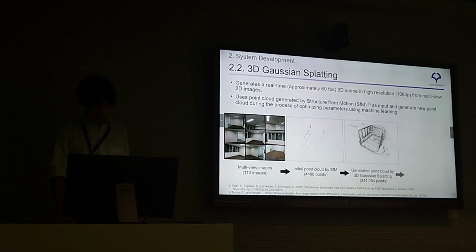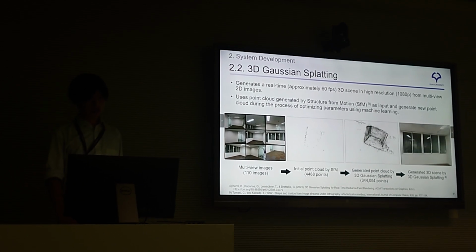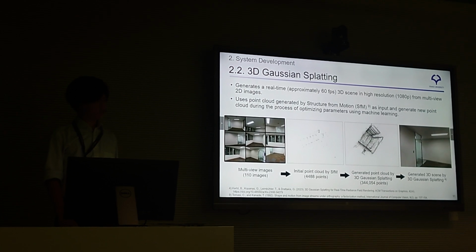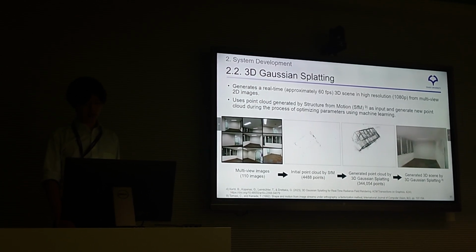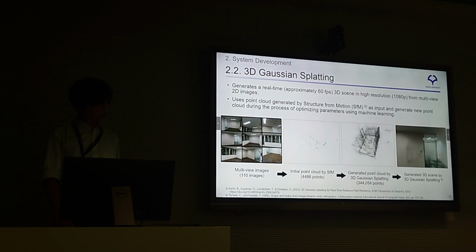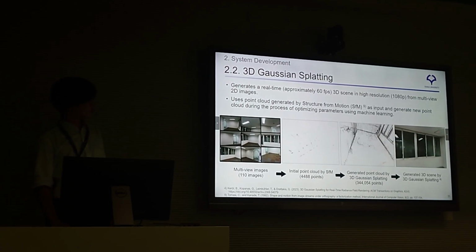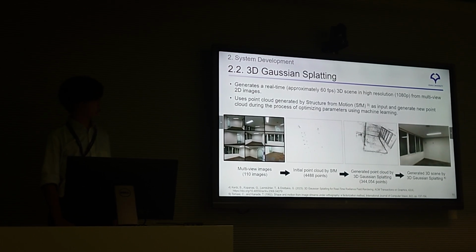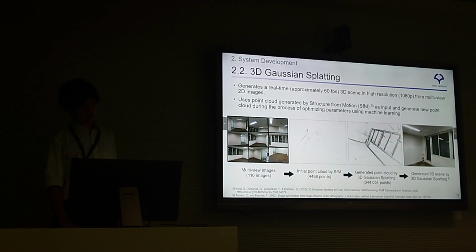Let me explain a little bit about 3D Gaussian splatting. It's a technique for reconstructing three-dimensional space from multiple images, and it increases the initial point cloud during machine learning. In this example, about 340,000 points were generated from 110 images. We used the newly generated point clouds with this method.